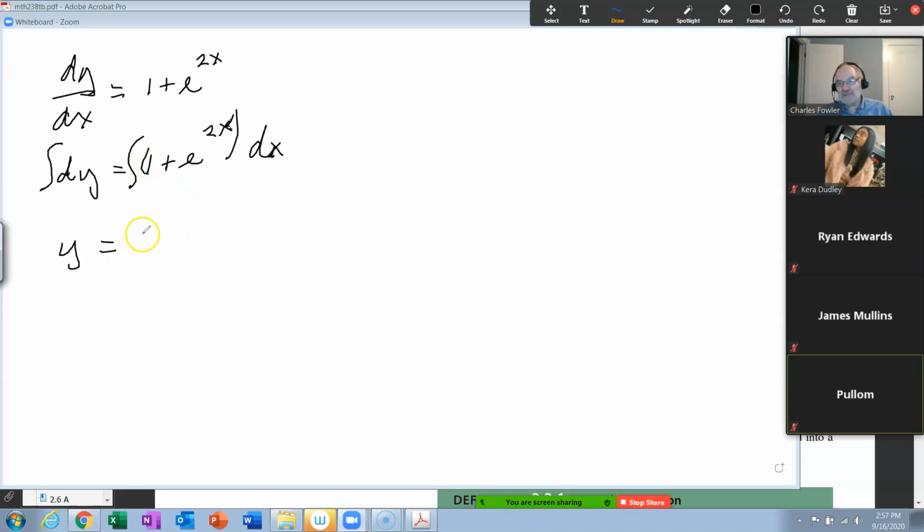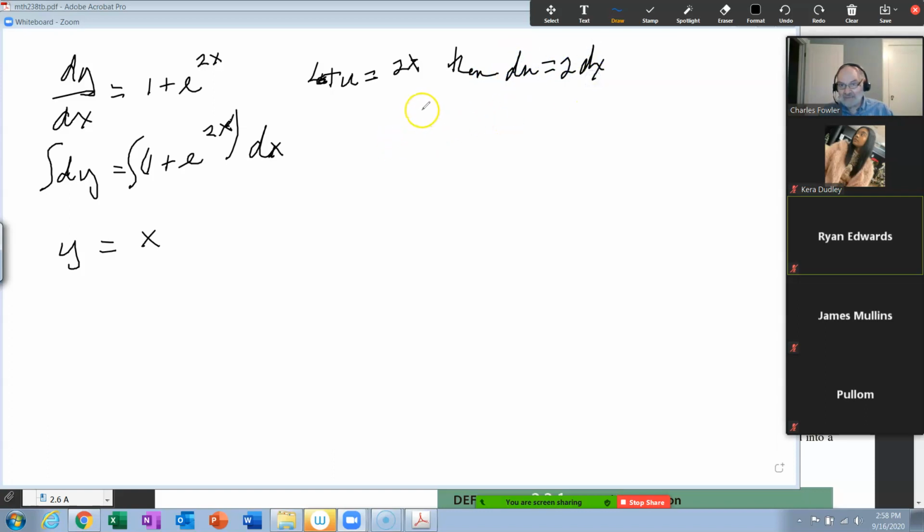Please, someone, tell me what that is. x, right? Okay. Antiderivative of e to the 2x. Now, if you need to, go up and do your u substitution. Let u equal 2x. Then du is equal to 2 dx.